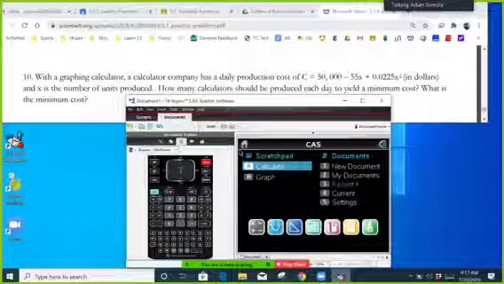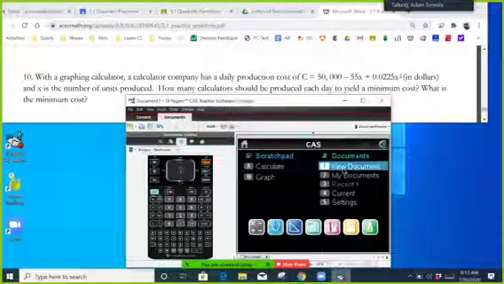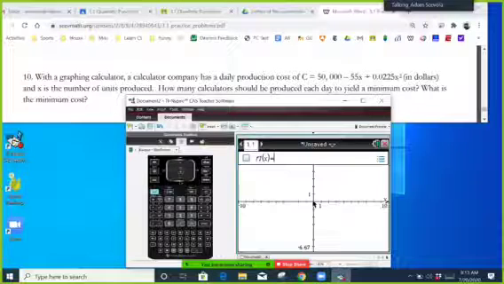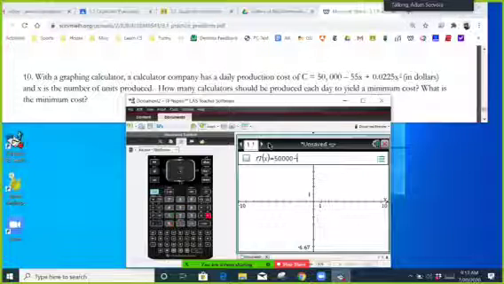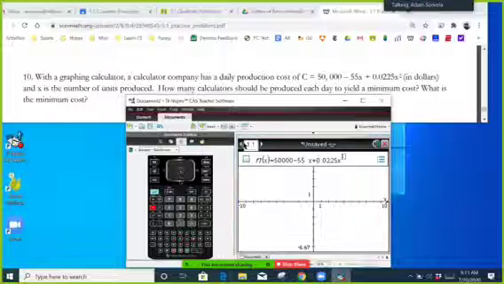What is the minimum cost? So let's graph this. I'm going to open up a new document, add a new graph. For f of x, we're going to let that be c, and then x will just be x. So I'll type in 50,000 minus 55 times x, and then plus 0.0225x squared, so caret 2.